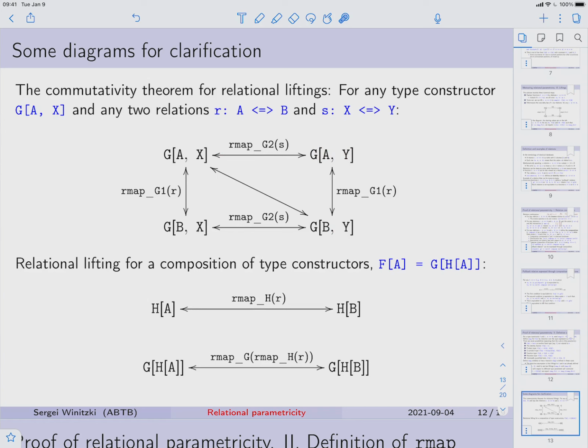Or you can compose these two. So the commutativity theorem says that the two compositions always give the same relation between G A X and G B Y. The simultaneous lifting of R and S with respect to A and X at the same time to B, Y. So this is well defined. You can do it in any order and the result is the same relation. You have to prove this, and you prove this in the same way by induction.